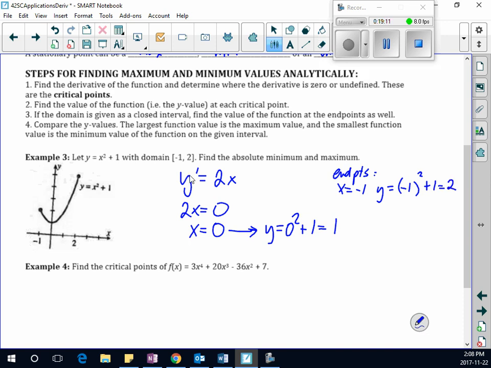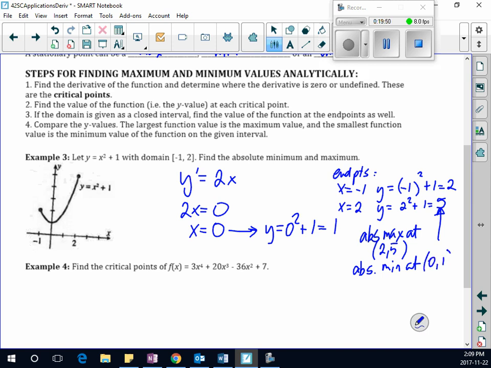So that's higher than that, so that can't be a max. This could potentially be a max because it's the highest one so far, but I know visually it's not the highest on the whole thing, right? Okay, the other one is x equals 2, so y equals 2 squared plus 1, which gives me 5. So bingo, that is the highest. So that means that is the absolute max at 2, 5, and the absolute min is at 0, 1.